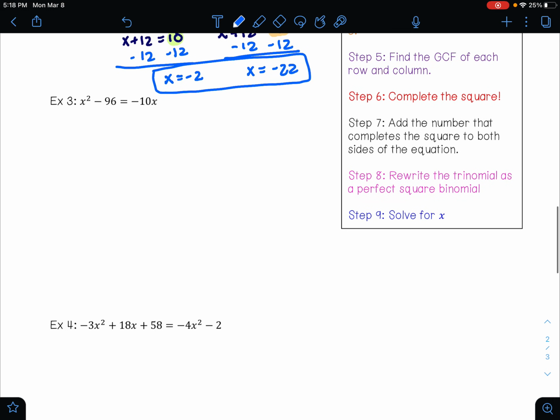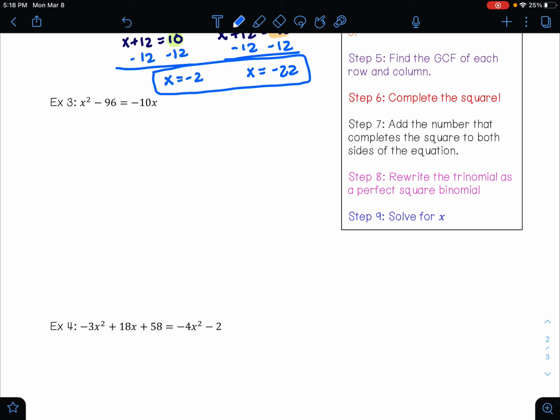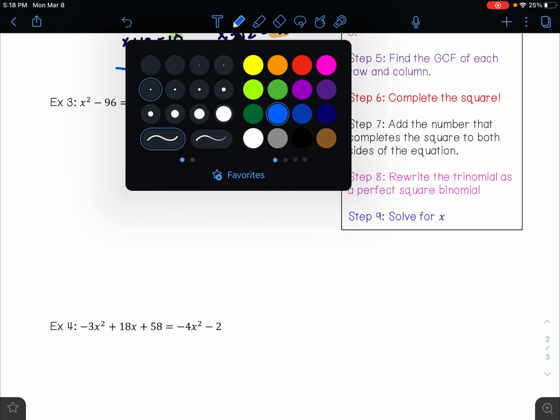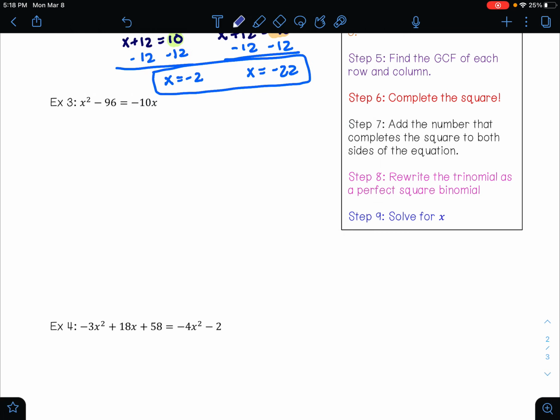Let's try the same thing on example 3. First things first, I want to get my x's on one side of the equation and my numbers on the other side. So this 10x needs to move to this side of the equation. And I know that negative 96 is a constant, so I'm going to want it on the other side. It's negative, so to move it to the other side, I'm going to have to add it. Now, if you prefer to do this in 2 different steps, you 100% can do that.